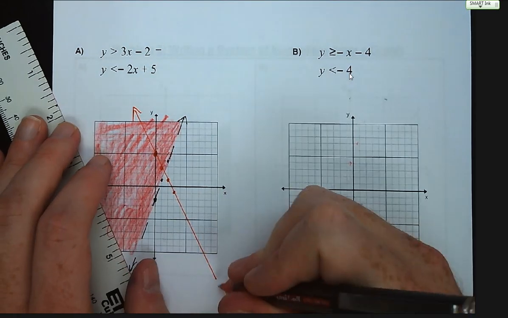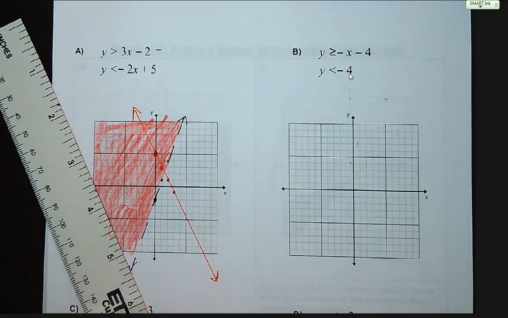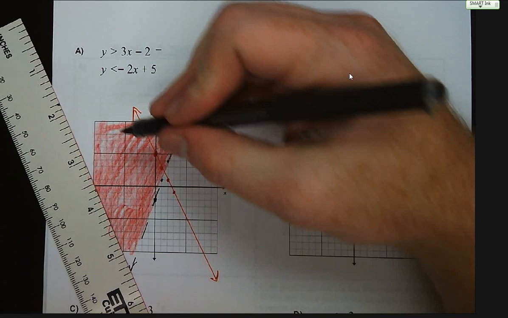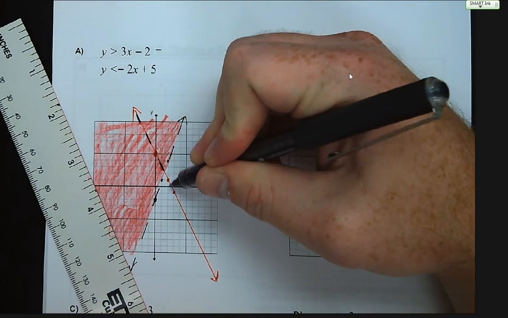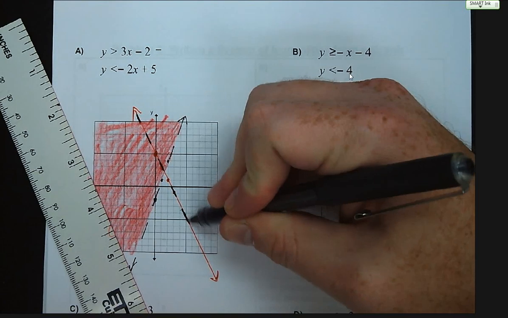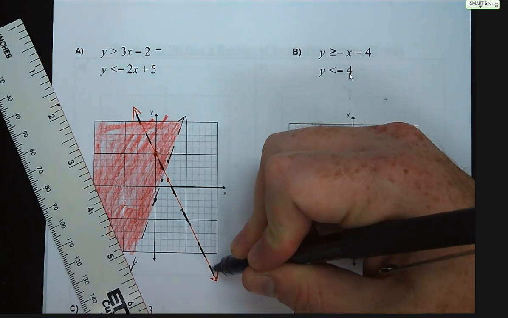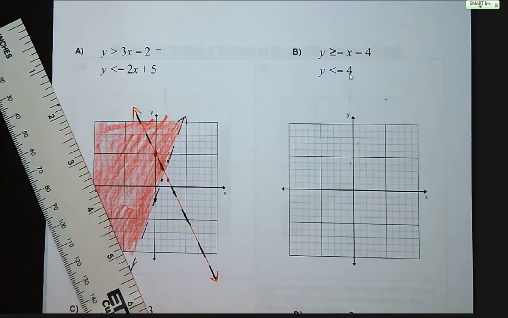Ooh, and what did Mr. Boland do wrong here? Mr. Boland drew a solid line when it should be a dashed line. So make sure you don't fall into that trap and make sure it's a dashed line.